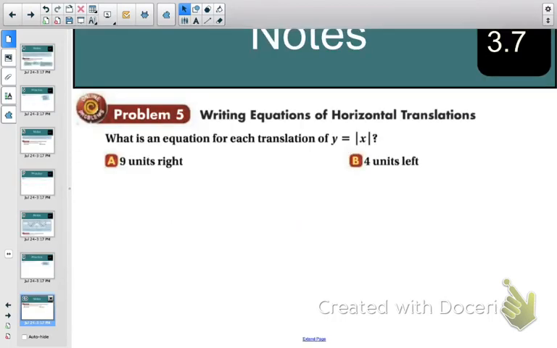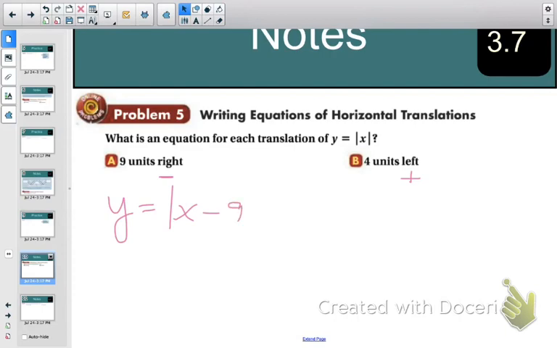What is an equation for each transformation or each translation? So this is 9 right. Right is going to be a minus. Left is going to be a plus. And these are both inside, remember. If it's horizontal, left or right, it goes inside with the x. So that's going to be x minus 9 on the inside. This is going to be x plus 4 on the inside.